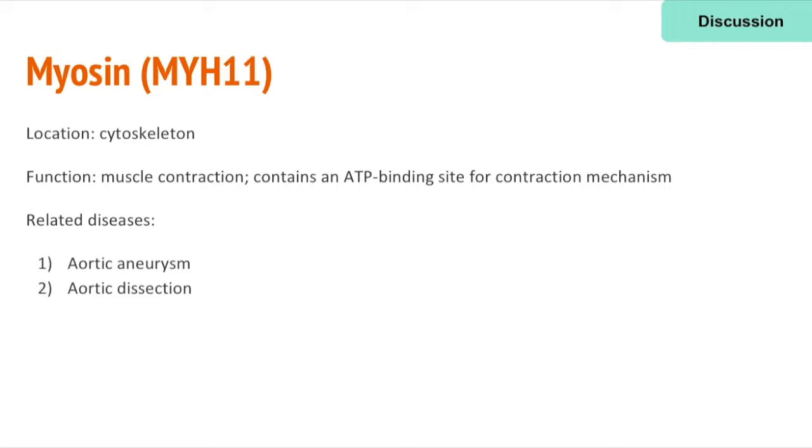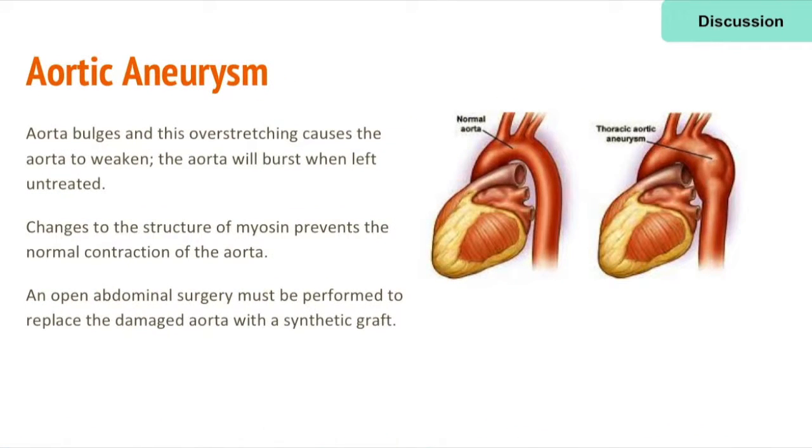Cardiovascular diseases that have been implicated due to glycated myosin include aortic aneurysm and aortic dissection. In aortic aneurysm, the aorta bulges in order to increase blood flow due to arteriosclerosis. Overstretching can cause the aorta to weaken, which can result in the bursting of the aorta when left untreated. Moreover, AGEs change the structure of myosin, preventing the normal contraction of the aorta. An open abdominal surgery must be performed to replace the damaged aorta with a synthetic graft.